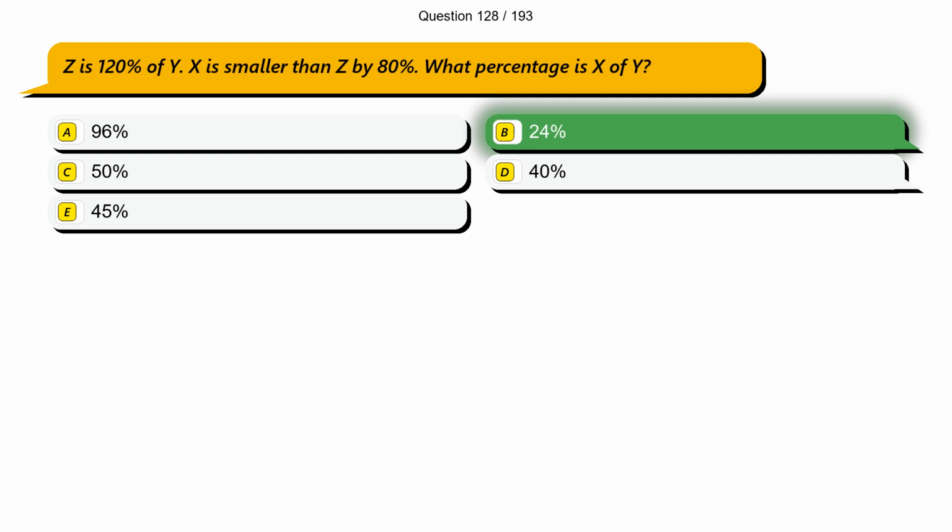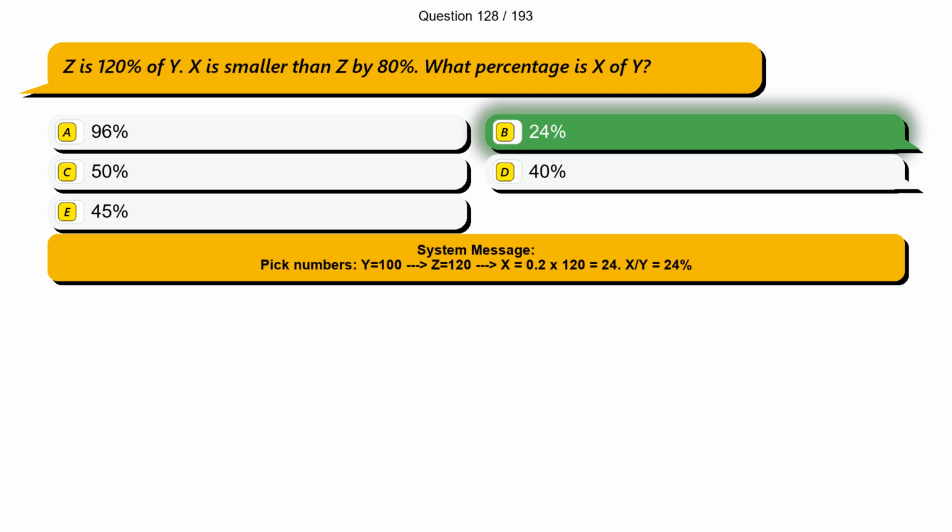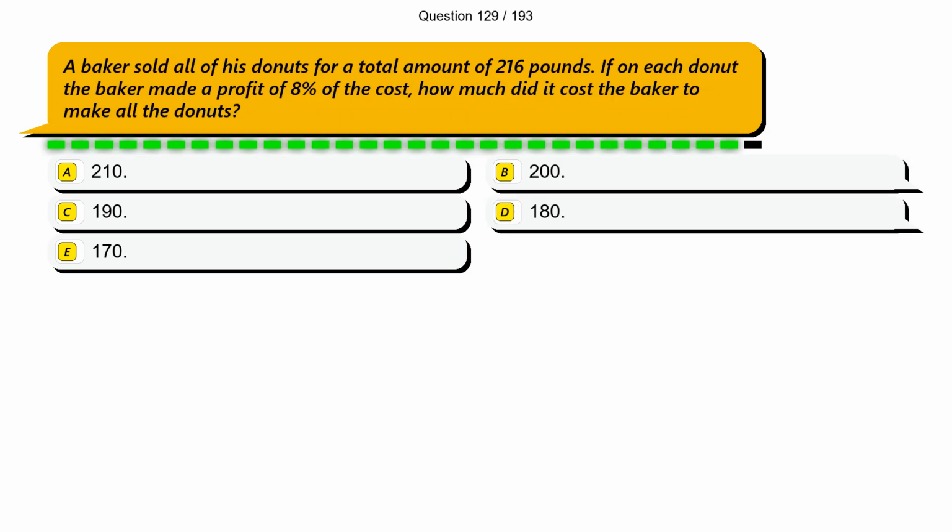The correct answer is option B, 24%. Pick numbers. Y equals 100, z equals 120, x equals 0.2 x 120 equals 24. x/y equals 24%.